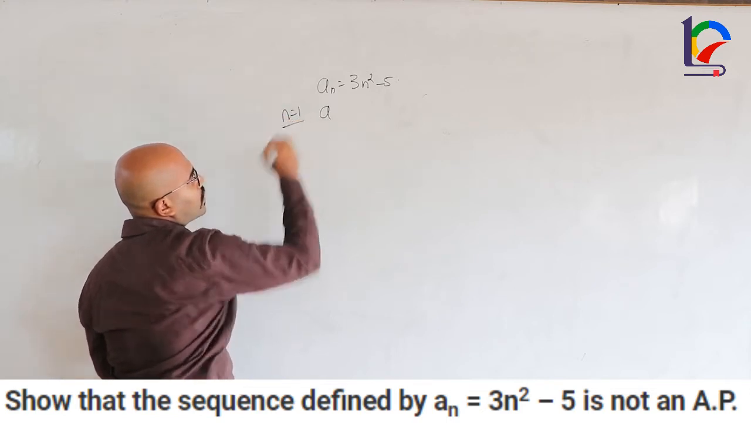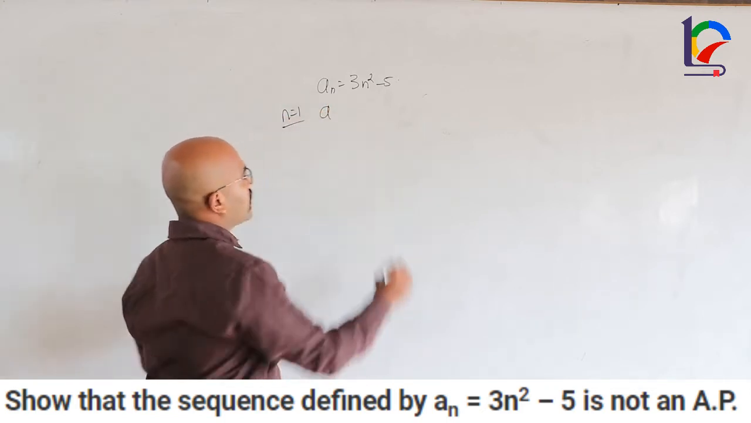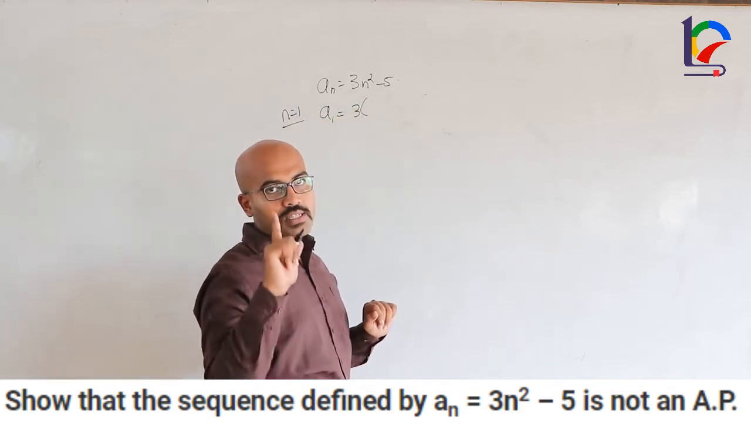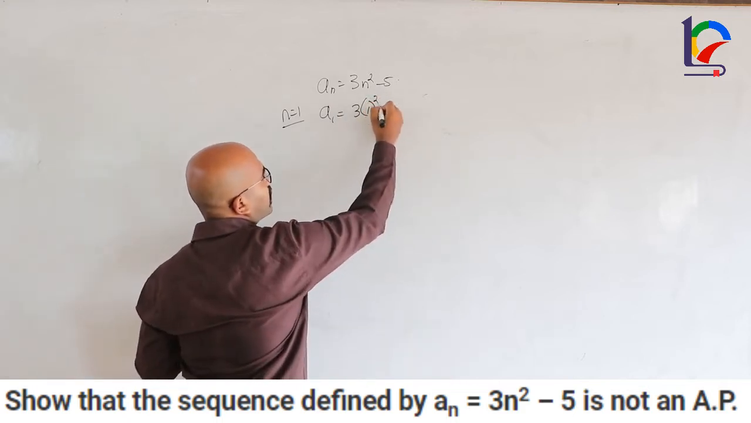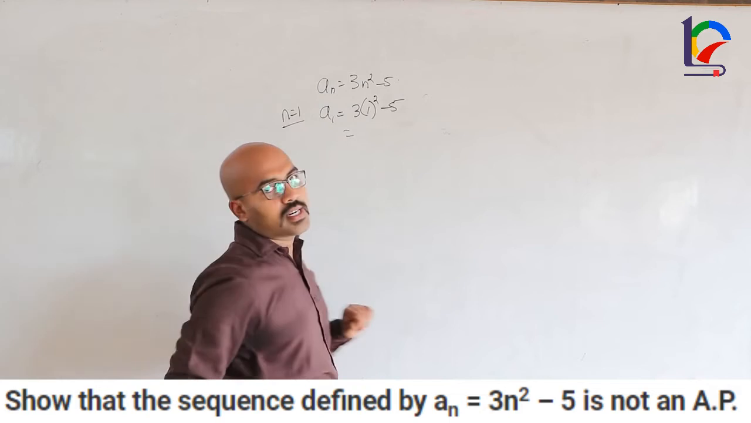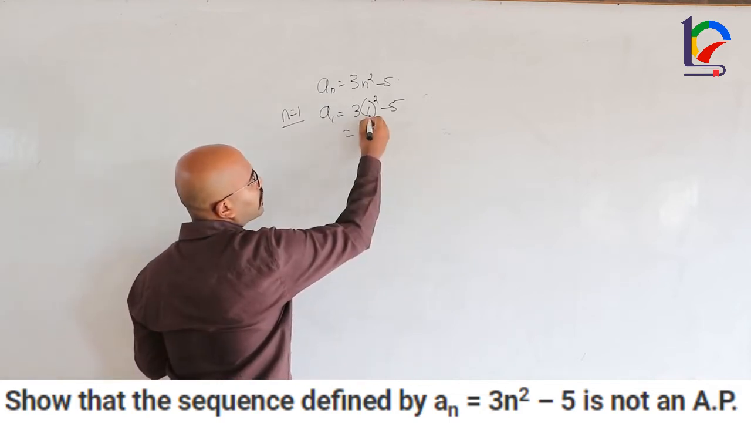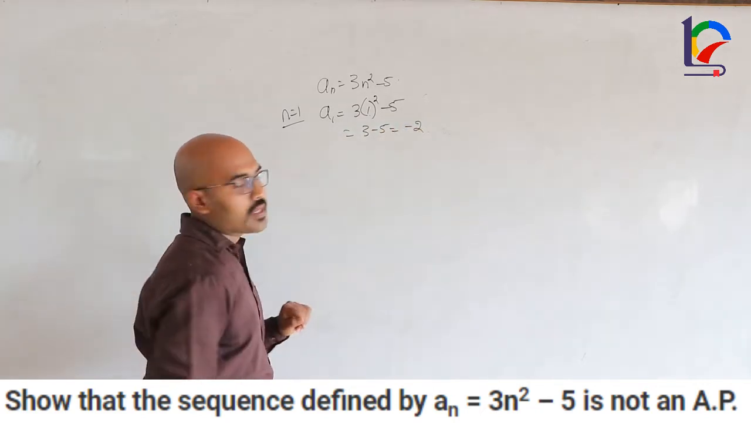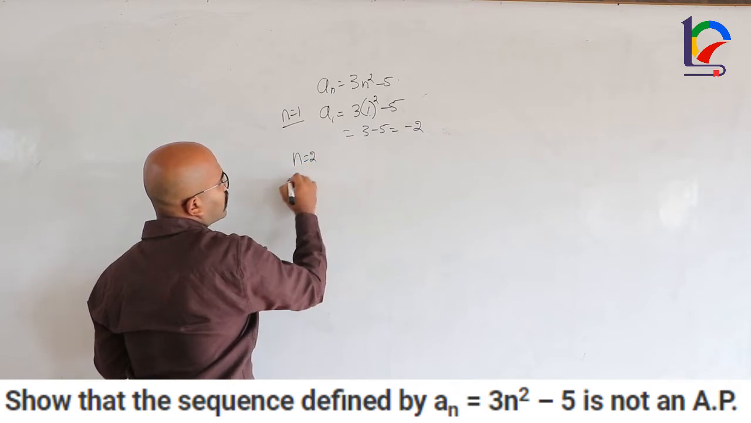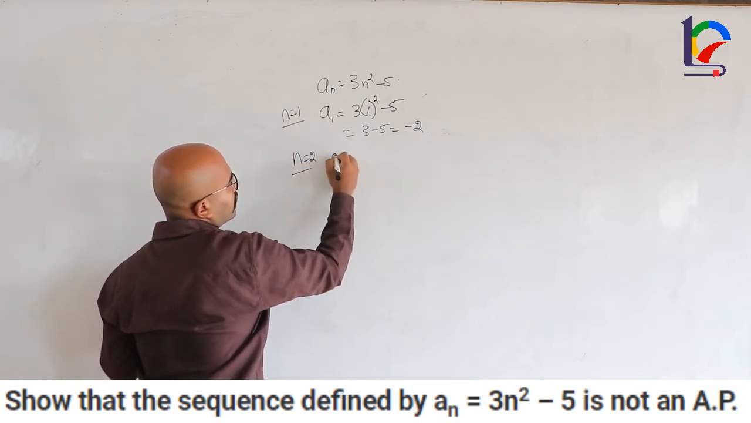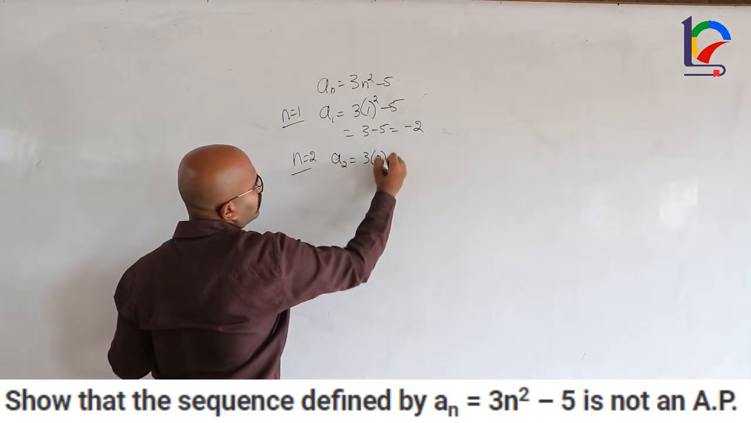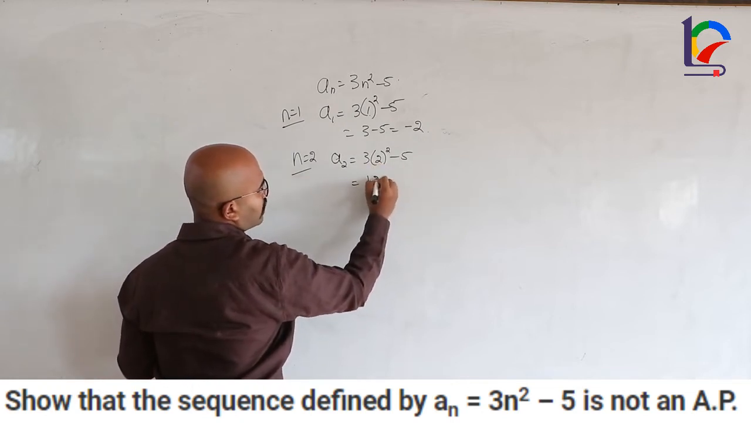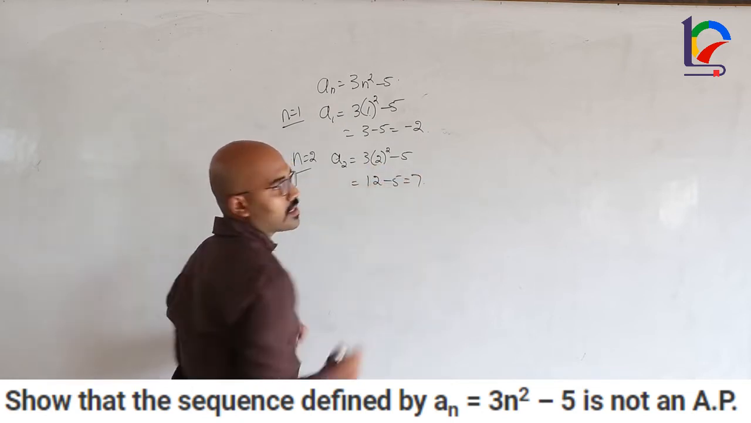When n is equal to 1, in the place of n you need to substitute 1. So 3 into 1 square minus 5. What is 1 square? It is 1. So 3 into 1 is 3, minus 5 is minus 2. So when you take n is equal to 2, a2 is 3 into 2 square minus 5. What is 2 square? 4. 4 3s are 12. 12 minus 5 is 7.